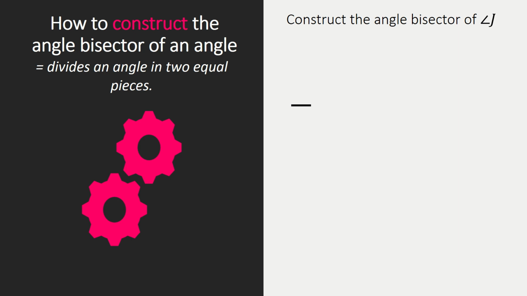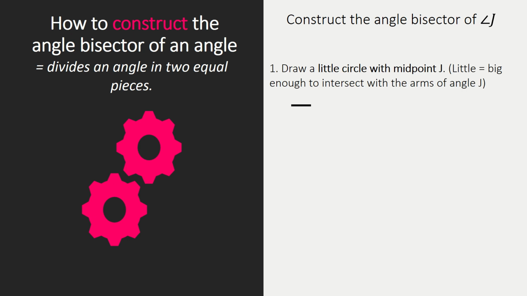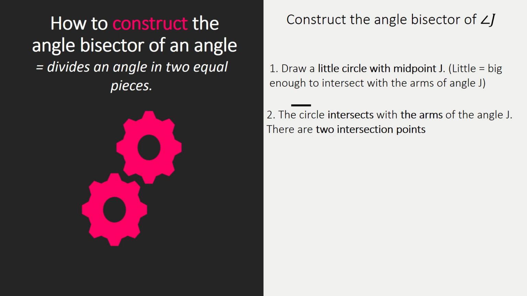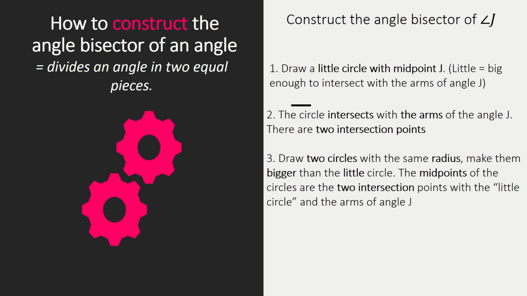So again, I wrote down the steps for you. So how to construct the angle bisector of angle J. So first of all, you begin to draw a little circle with midpoint J. And by little, I mean big enough to intersect with the arms of angle J. You saw it in the video. Then the circle intersects with the arms of angle J, so there are two intersection points.